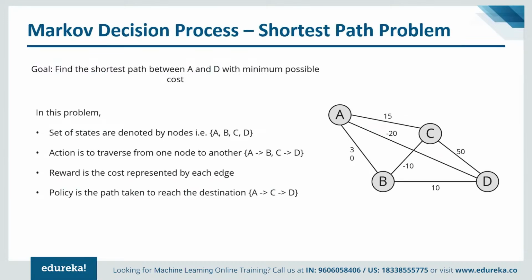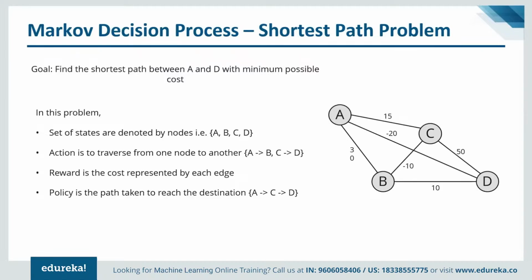Now before we look at the problem, in this problem the set of states are denoted by the nodes, which is A, B, C, D, and the action is to traverse from one node to the other. So if I'm going from A to B, that's an action. Similarly, A to C, that's an action. The reward is basically the cost, which is represented by each edge over here. Now the policy is basically the path that I choose to reach the destination.